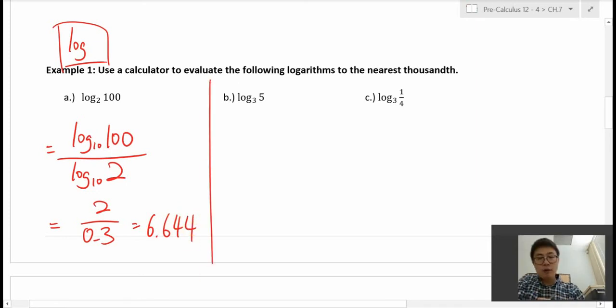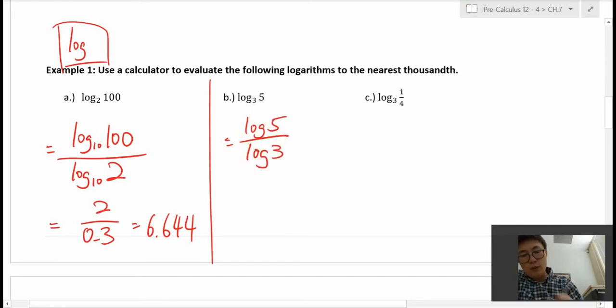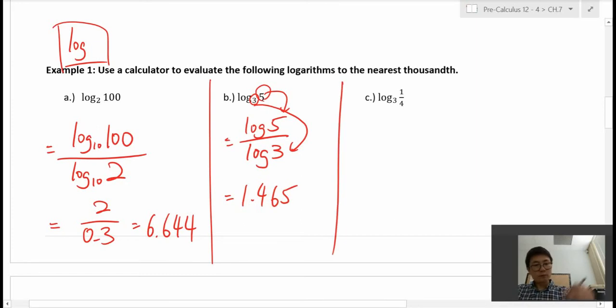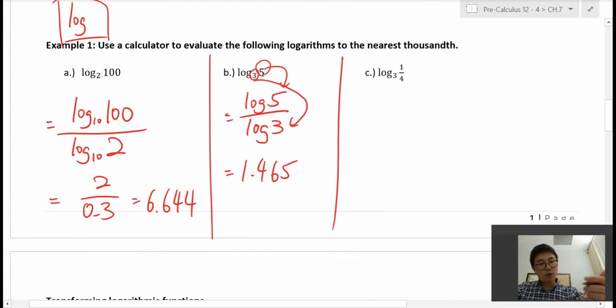Similarly, you can do it for part B. You can change this into log 5 divided by log 3. Notice how I change everything to base 10. Again, 5 goes to the numerator, the base goes to the denominator. Now you can put this into a calculator: log 5 divided by log 3. You should get 1.465.